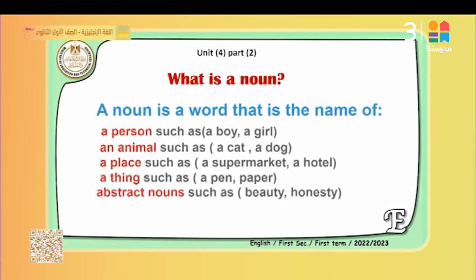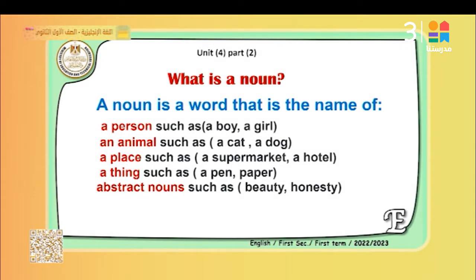A noun is a word that describes a person, a noun that is a name of a person, like for example, a boy or a girl. It can be the name of an animal, like a cat or a dog. It can be the name of a place, like a supermarket or a hotel. It can be anything like a pen or a paper. And it can be an abstract noun, such as beauty, honesty, something which we can't touch with our hands. Something abstract, we cannot touch, like beauty, like happiness, like honesty. And it can be the name of a person. It can be Nancy, Susie, Mary, Jane.